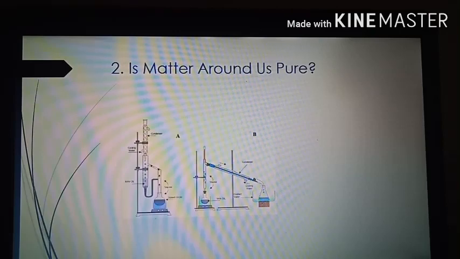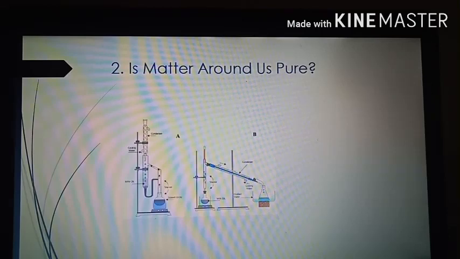The second chapter of Standard 9 is Is Matter Around Us Pure? As we all know, matter obtained from nature is not pure. If we want to use it, we purify it, and for that we have to use different kinds of methods. We will learn about these methods in this chapter. We also learn what a mixture is, what the types of mixtures are, and what a solution is.